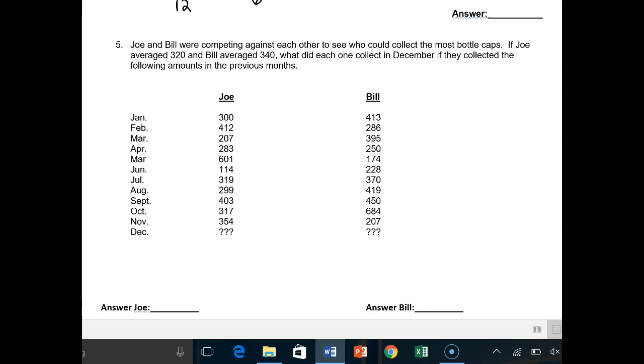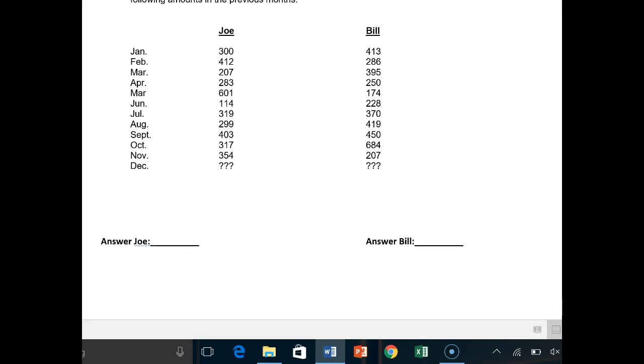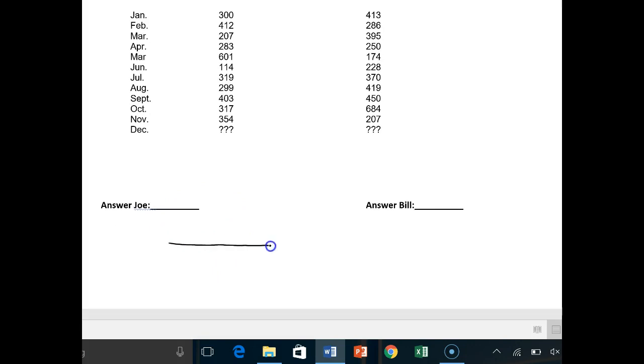And number 5, Joe and Bill were competing against each other to see who could collect the most bottle caps. If Joe averaged 320 and Bill averaged 340, what did each one collect in December if they collected the following months in the previous months? So I'm going to help you out with Joe here. So Joe averaged 320. So you can go ahead and assume that it was his total plus X, which is the month of December, equals 320. How many months did they collect for? A whole year, right? January through December. That's 12 months. You have 11 months of data that you need to total up and find that total and then solve for X.